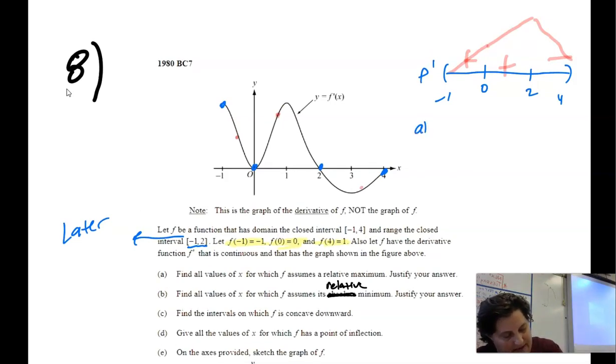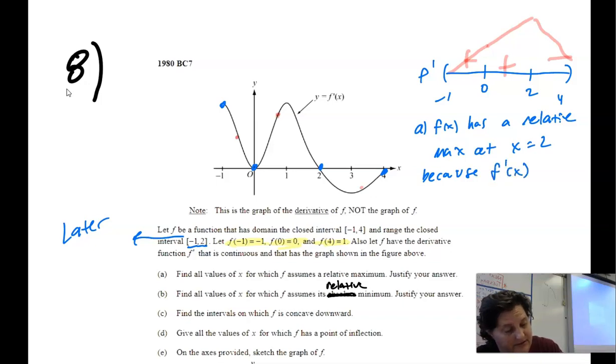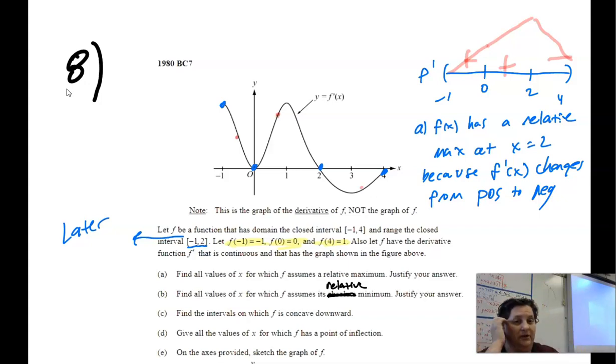So I would say f of x has a relative maximum at x equals 2 because f prime of x changes from positive to negative. All right? Okay, so I'm being very deliberate with the way I'm saying these. You need to do this on your test. If you have the whole thing right, but you don't put the prime on the f prime or something, that's going to count your explanation wrong.